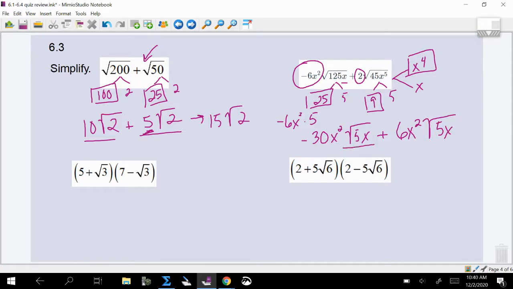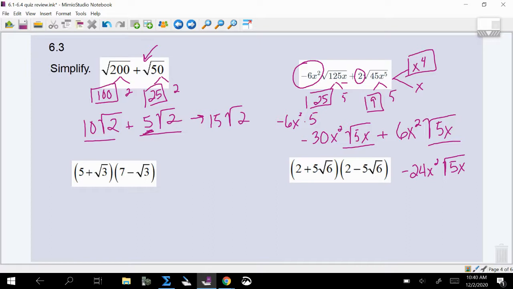Anytime you are asked to add, your leftover parts, that radicand, have to be the same so I can add them up. So now I have negative 30x squared plus 6x squared. Well, negative 30 plus 6 is negative 24x squared. And my radical part does not change. The square root of 5x is still part of your answer.